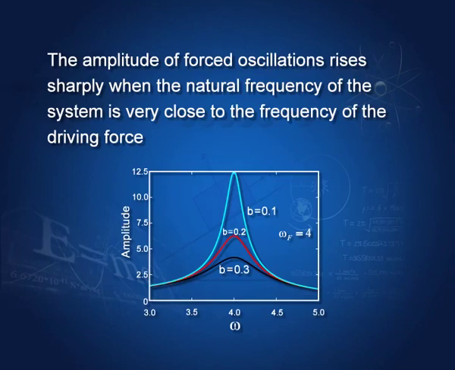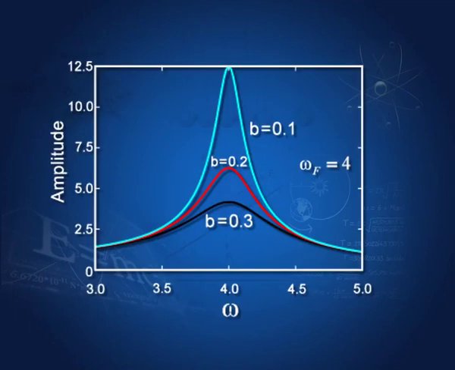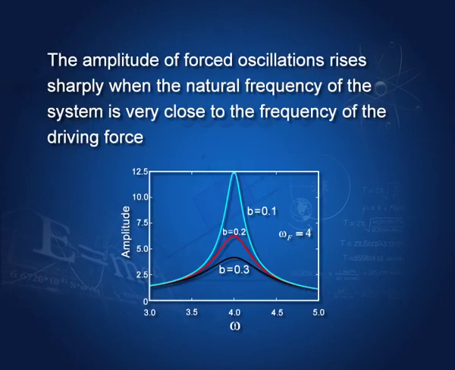I will show you. You see, this is for various values: b equal to 0.1, b equal to 0.2, b equal to 0.3. You can see as the resistive term, the frictional term, increases, the maximum amplitude becomes smaller. This curve becomes flatter and flatter. But if this term is small, we have a peak here. Peak at omega_f equal to omega_r. So, we have a peak, and that is the amplitude at resonance.